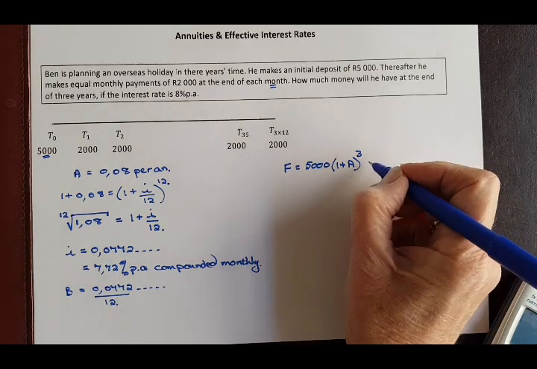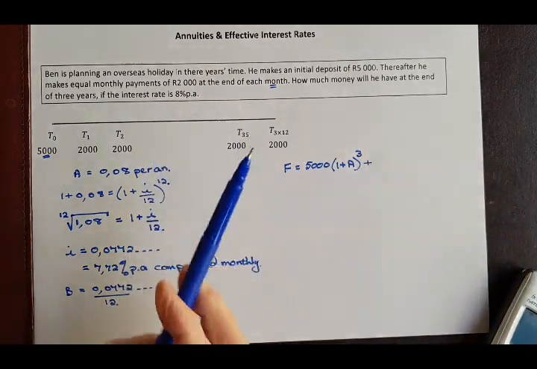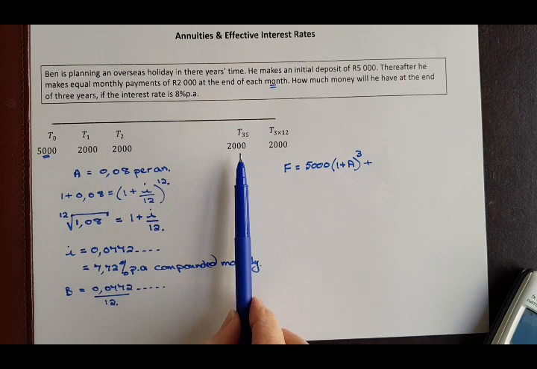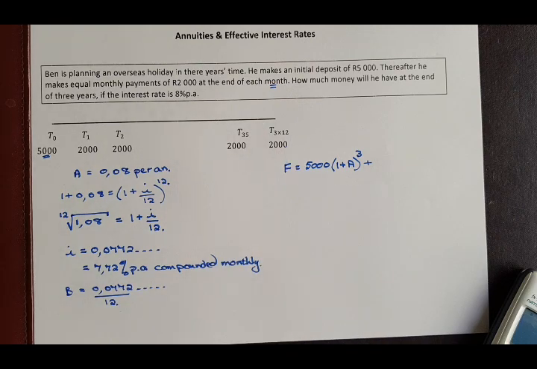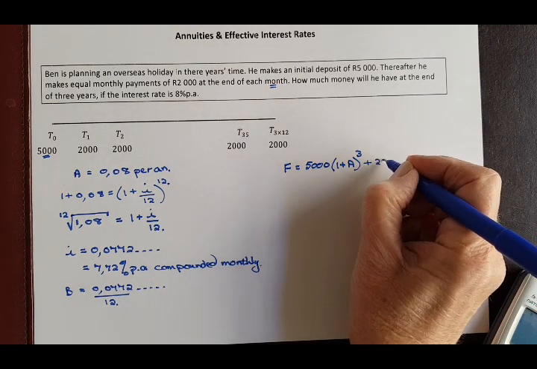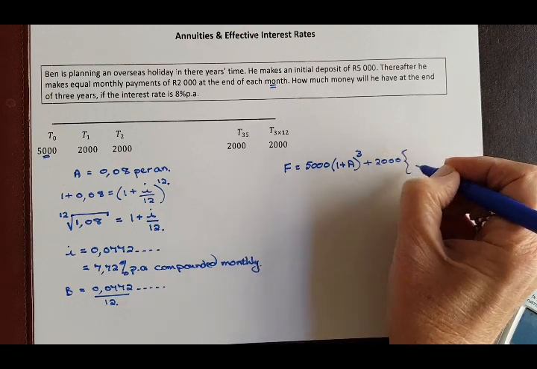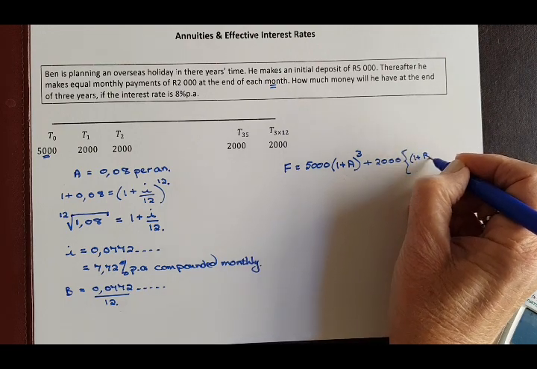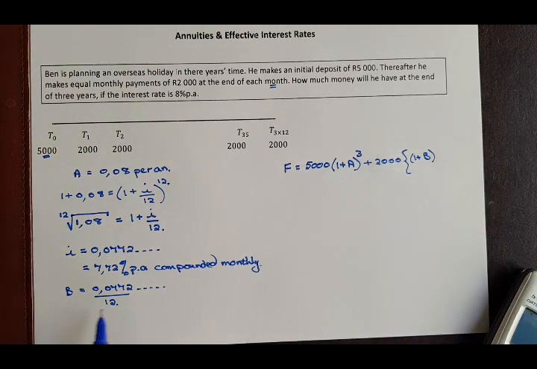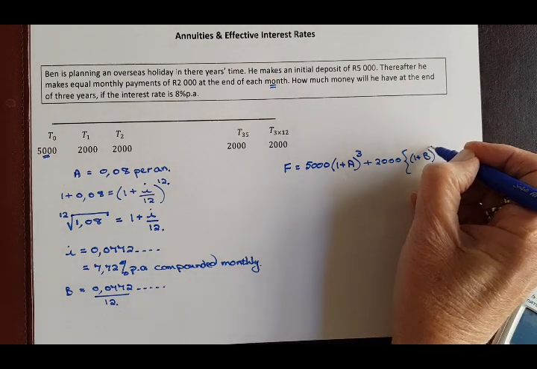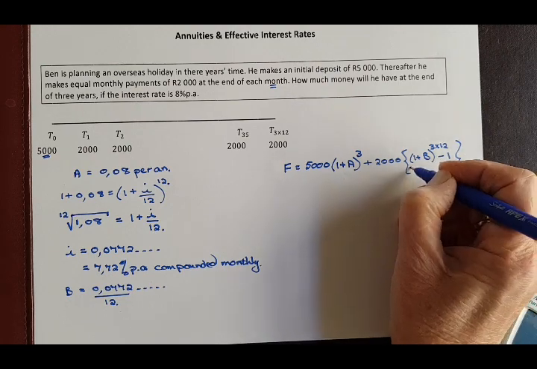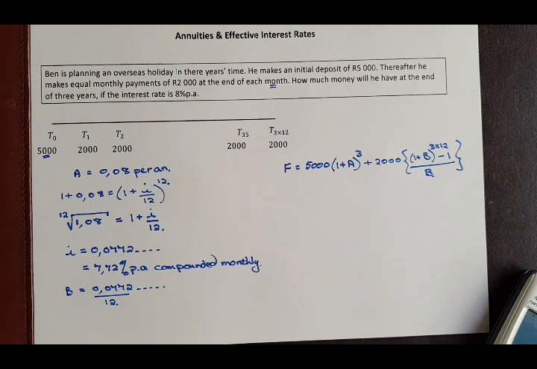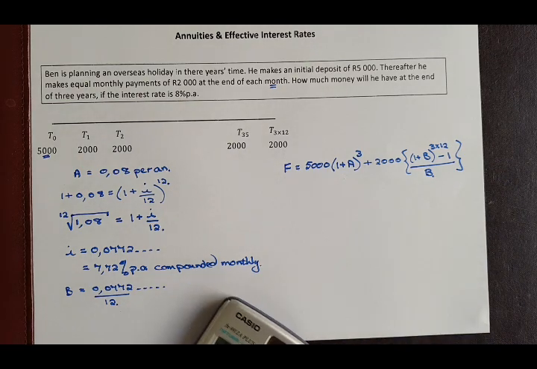Then what we're doing is we are going to add an annuity payment, 2,000 Rand per month, the end of the first month to the end of the 36th month. All right, so that would be 2,000, 1 plus, and here I have to use the interest rate that's compounded monthly. So I'm going to use memory B to the power of 3 times 12 minus 1 all over b. Let's do that calculation.